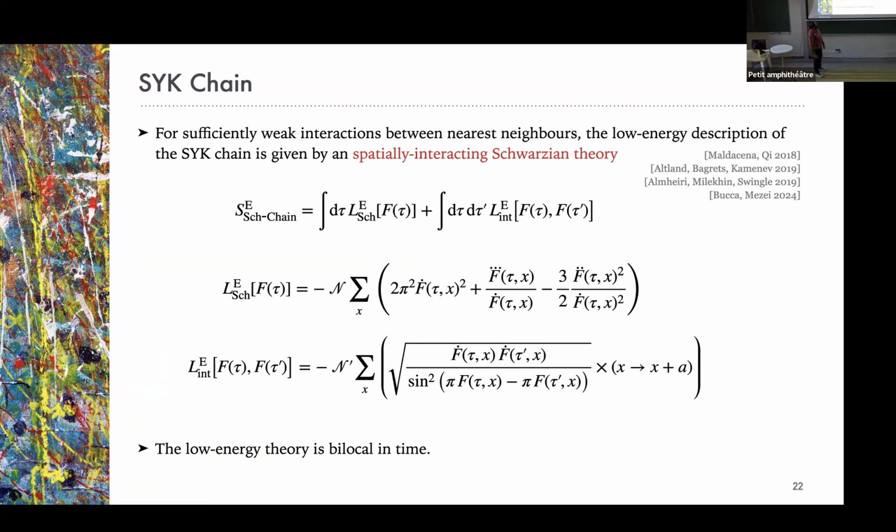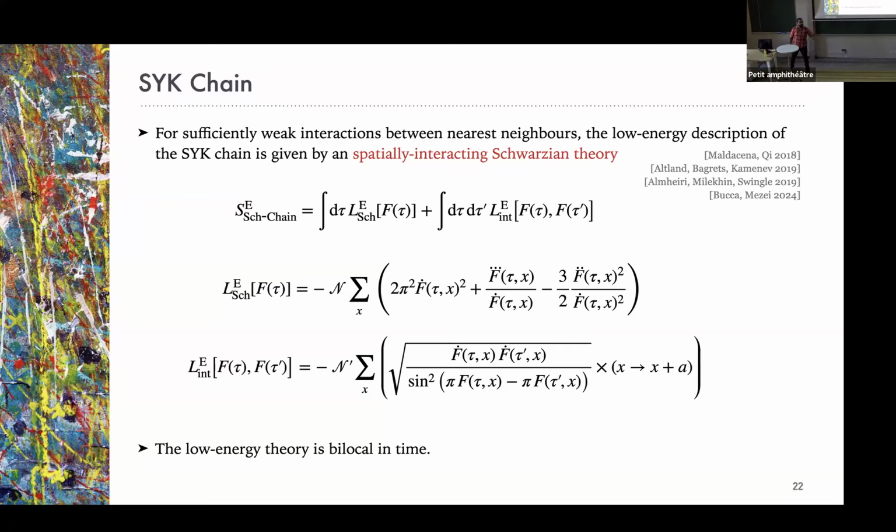But people have found this action before as well. Essentially, the low energy dynamics of the theory is given by a spatial generalization of the Schwarzian theory, where the first term again is precisely the Schwarzian theory that we were talking about in the previous slide. But in addition, now you have an interacting term. This term comes from bilocal interactions. It's some complicated term which introduces 2 time integrals.